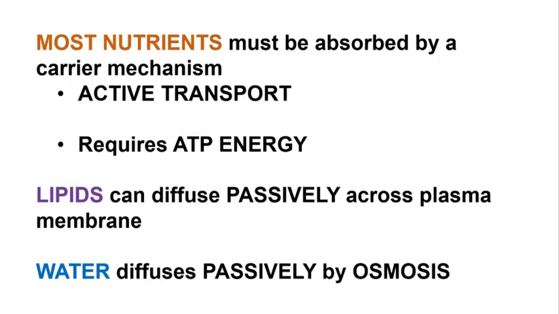So to summarize, most nutrients, by that I mean carbohydrates as well as amino acids, are absorbed by active transport. So that is, those require ATP energy. Lipids, because they can diffuse directly through the lipid part of the plasma membrane, have the ability to diffuse passively, so that is by simple diffusion, across the plasma membranes of the enterocytes and get into the lacteals. We see that the plasma membrane of the enterocytes in the small intestine also has protein channels that allow for the diffusion of water into the bloodstream by osmosis.